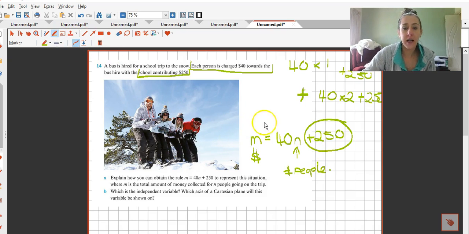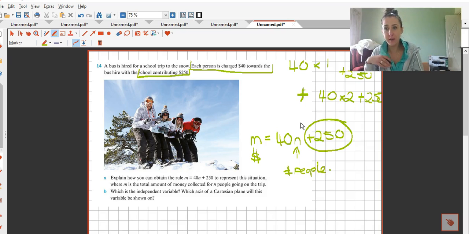And of course, how much money we get is derived from this equation. So the independent variable is how many people go, because it's only reliant on how many people go. So if one person goes, two people go, 650 people go, it's independent. Nothing impacts on that. But how much money we get is always going to rely on how many people decide to come.